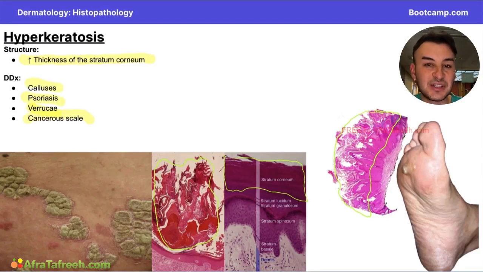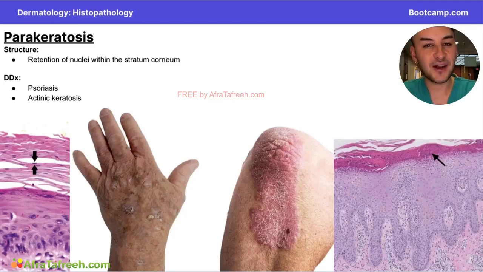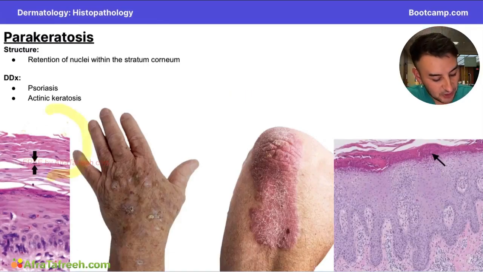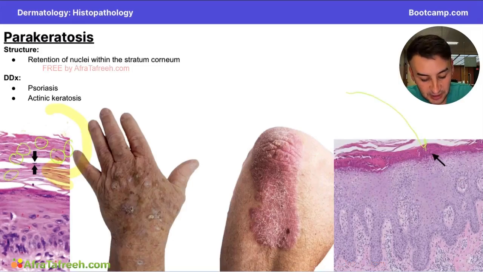and crusty lesions. Now let's talk about parakeratosis, which is retention of nuclei within the stratum corneum. Now remember, the stratum corneum, which I'm labeling here, is usually an anucleated cellular layer. But if we look, there are nuclei all throughout this stratum corneum, which is not a normal finding. You can see here in this larger picture that there are tons of nuclei all along this layer of the stratum corneum. This is not normal.